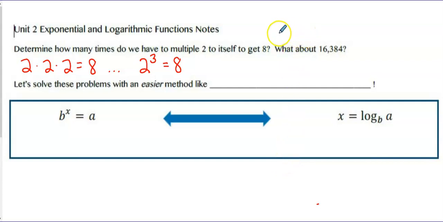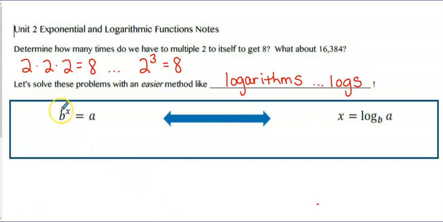What if I asked you, how many times do you multiply 2 times itself to get 16,384? Putting that in a calculator would be virtually impossible. It would take you forever to multiply 2 times itself a number of times and figure out how many times you multiplied it. So we use a method that's actually easier than this method, and it's called logarithms. We also call this logs.